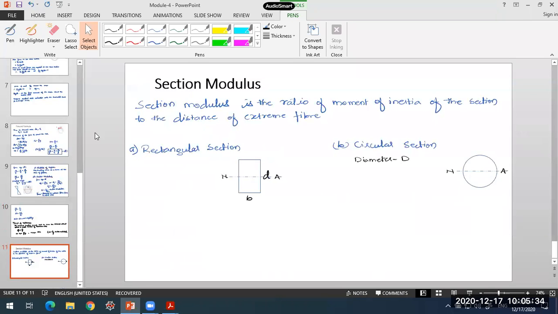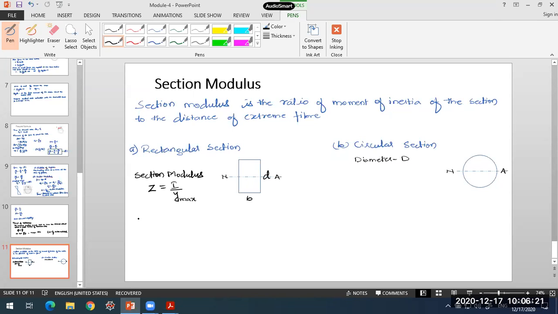All right, we'll look into the section modulus. We can arrive at the section modulus by knowing the cross-sectional dimensions of the beam. For example, let us say we have a rectangular cross section for our beam. Then the section modulus Z will be equal to I by Y max, where Y max is the distance of the extreme fiber from the neutral axis.